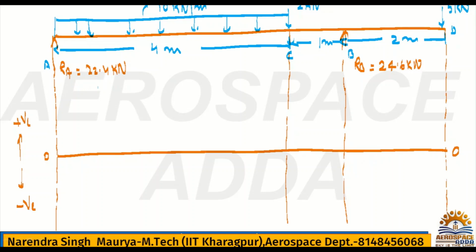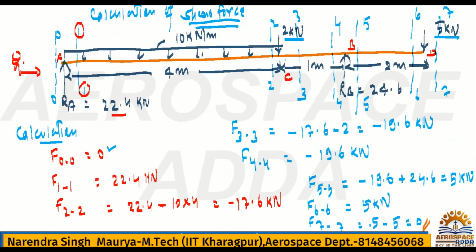At point A, what is the force? 22.4, which is plus, so we have to go plus first, upward. Now here we reach 22.4, right? This is at point A. And at point C we have to check what is the force at point C.